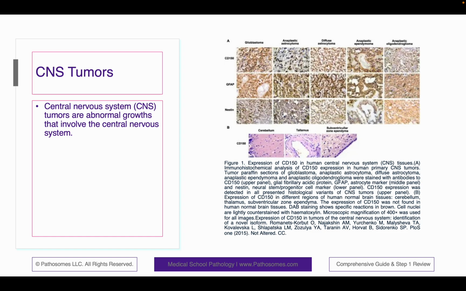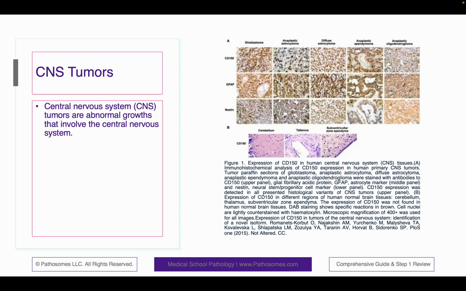So we're going to be discussing CNS tumors. Central nervous system tumors are abnormal growths that involve the central nervous system. And here's a very complicated image showing various CNS tumors such as glioblastoma, anaplastic astrocytoma, diffuse astrocytoma, anaplastic ependymoma, and anaplastic oligodendroglioma. Now, you don't need to know some of these details, but I'm going to be sure to inform you on your must-knows, right?